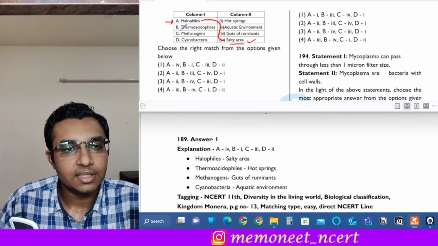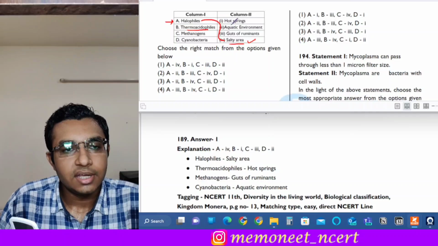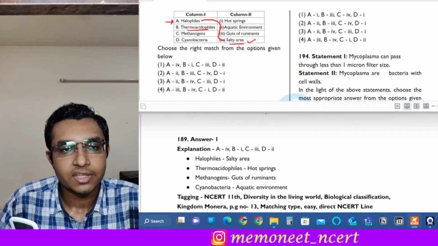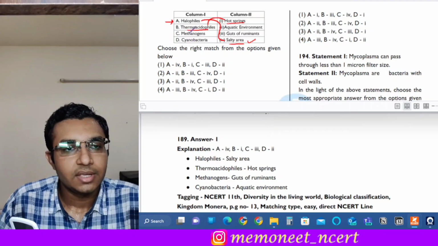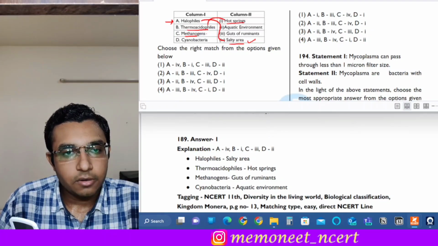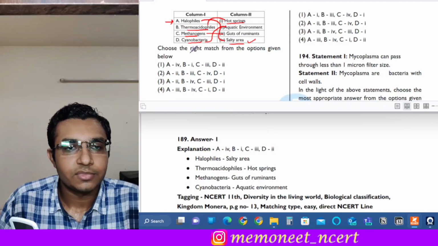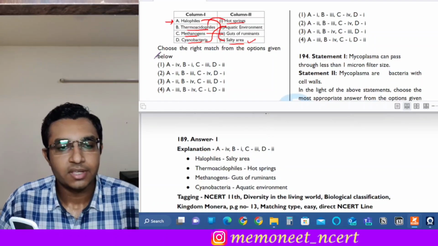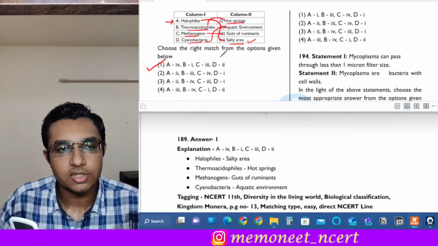Next B is thermoacidophiles. The thermoacidophiles are found in the hot springs. So B goes with 1. Then C are the methanogens. The methanogens are mainly found in the guts of ruminants. And D are the cyanobacteria. Cyanobacteria are found in the aquatic environment. So D goes with 2. So here the correct answer will be option 1. I hope you got this question.